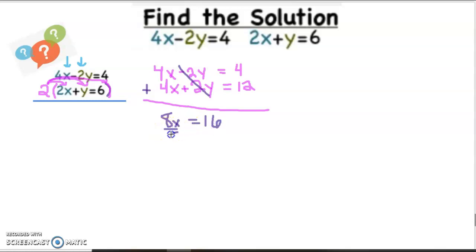I divide both sides by 8. And what's awesome is I've already got the first part of my solution, which is x equals 2. All right, now it's just the same process that you've learned before.